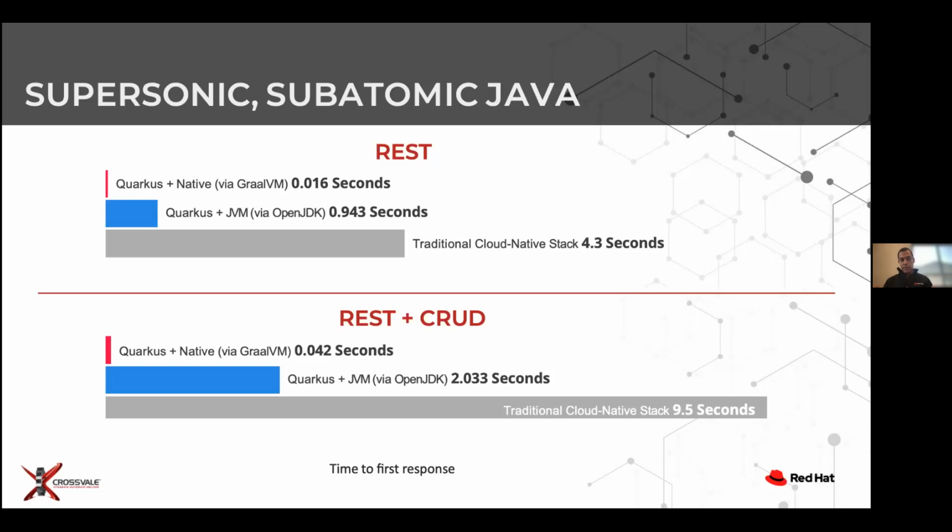The times with a full Quarkus plus JVM is still 5 times faster than a traditional Java cloud native stack. If we go to the GraalVM, that would be a little bit heavier on the transformation because you will have to transform your code to run. That is still, it would be 42 milliseconds. Like, this is a phenomenal time. Let's go to the next one, please.